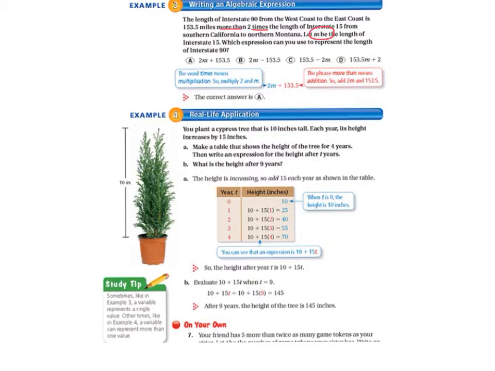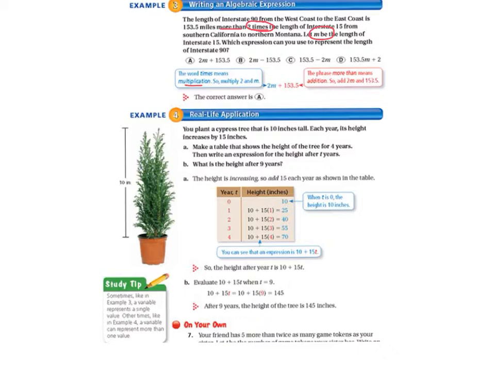So here's how we do that. The word times means multiplication. So multiply 2 and m, and we get 2 because it says 2 times up here. So these are really using those close reading skills that we talk about all the time. So 2 and m is 2m.